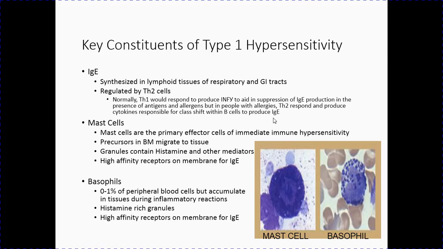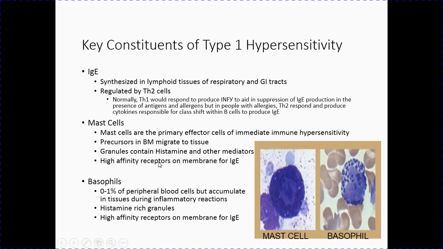I sure hope so. If we talk about some of the cells of hypersensitivity reactions, we're talking about mast cells and basophils. We've talked about these before, so we're going to go through this quickly. Mast cells are considered the primary effector cells of the immediate hypersensitivity type 1 reaction. Their precursors are normally in the bone marrow. They migrate to the tissue. This is the mast cell. The granules are going to contain a number of different mediators, but one of the primary ones that we think about is histamine. We're going to see a couple of those in just a minute.